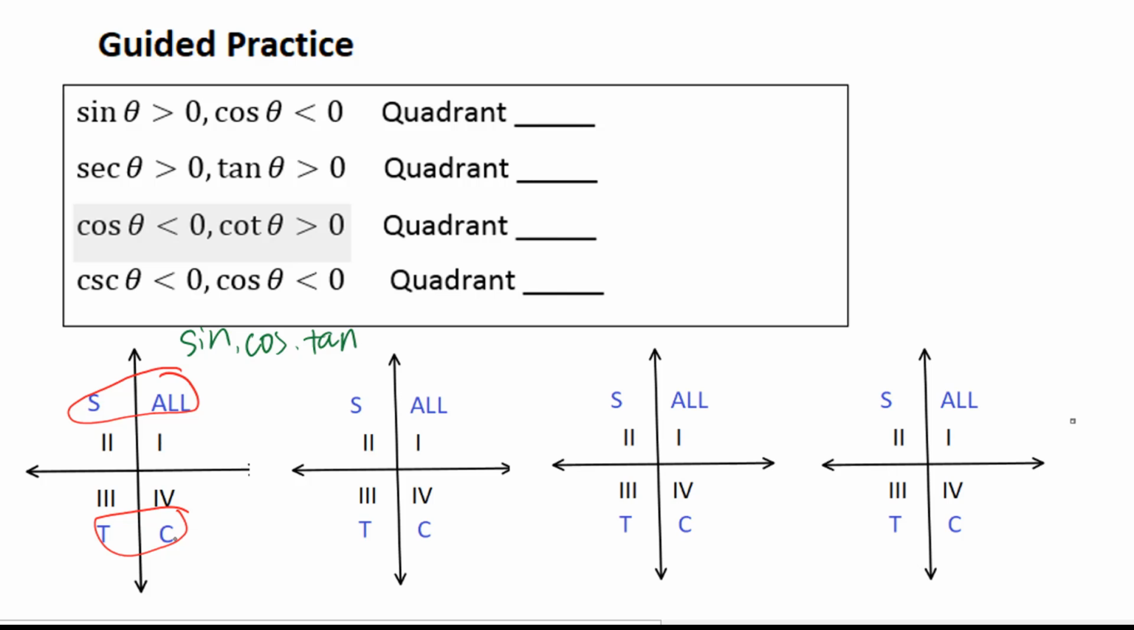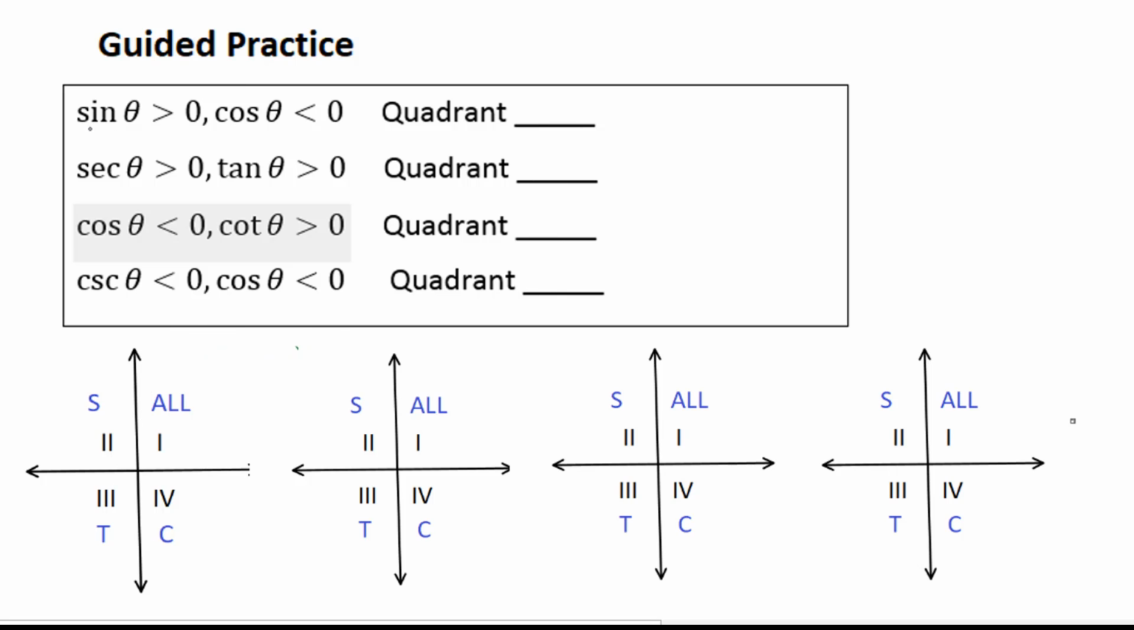Same thing for the cosine. All C means the cosine is positive in these 2 quadrants. In other words, for the ST quadrant, cosine will be negative.